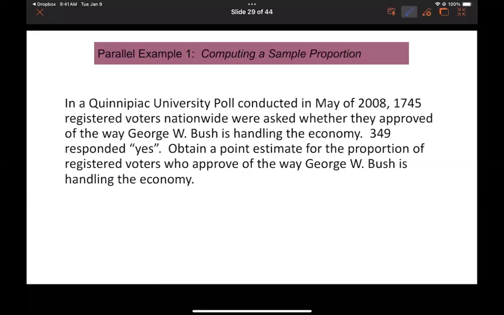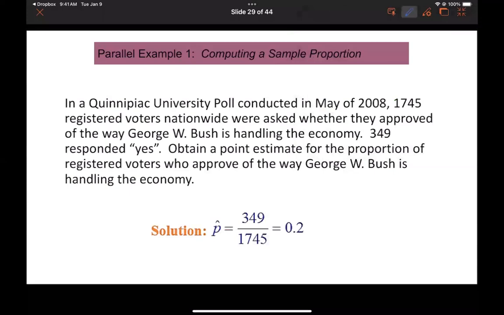1,745 registered voters nationwide in 2008 were asked whether or not they approved of the way George W. Bush was handling the economy. 349 responded yes. So our point estimate, our p hat, is the number of successes, the number of people that said yes, over how many people were polled. So about 0.2, or 20%, of the people at the time approved of the way George W. Bush was handling the economy. That's all there is to it on finding the p hat. It's just the number of successes over your sample size.